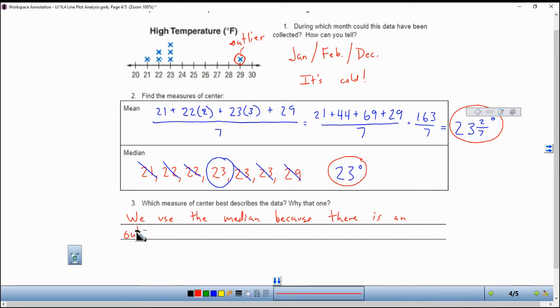All right. If there was no outlier, we'd use the mean. Like if 29 was gone, we would probably use the mean there.